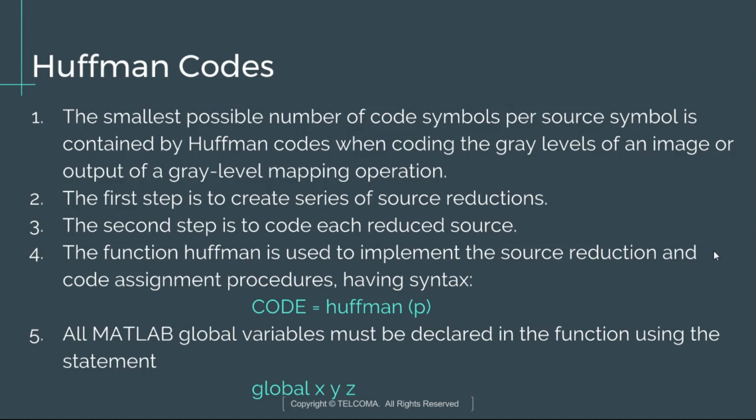Next is Huffman codes. The smallest possible number of code symbols per source symbol is obtained by Huffman codes when coding the gray levels of an image or the output of a gray level mapping operation. The first step is to create a series of source reductions. The second step is to code each reduced source. The function huffman is used to implement the source reduction and code assignment procedures, having the syntax code equals huffman of P. All MATLAB global variables must be declared in the function using the statement global x y z.